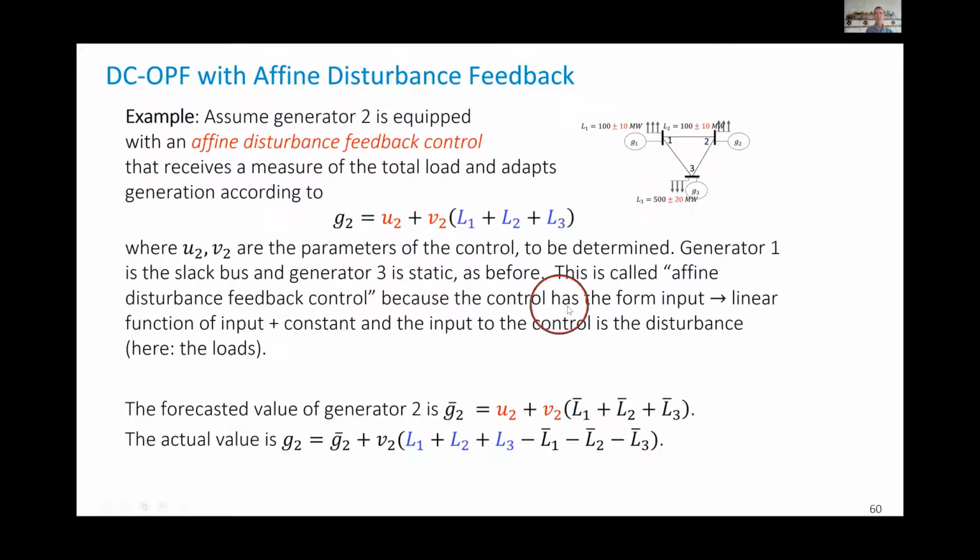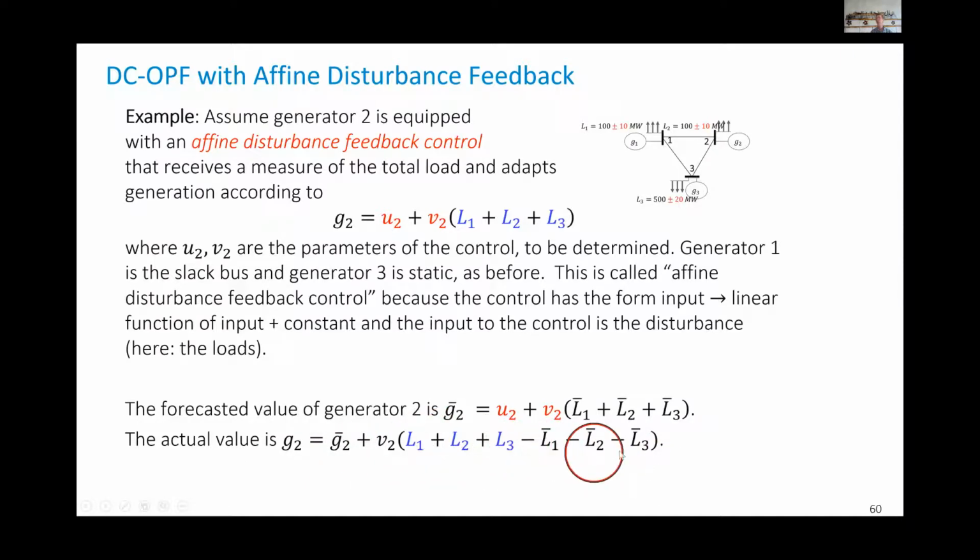So for example, if we want to minimize average cost, we could say the forecasted value of generator G2 will be what? Well, it depends on the disturbance, but in a linear way. So the expected value of G2 will be U2 plus V2 times this. Now, U2 and V2 are my control. Instead of choosing the value of G2, I would choose U2 and V2. The actual value of G2 will be its mean value plus this.